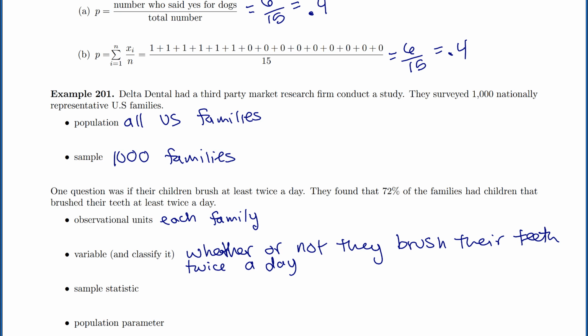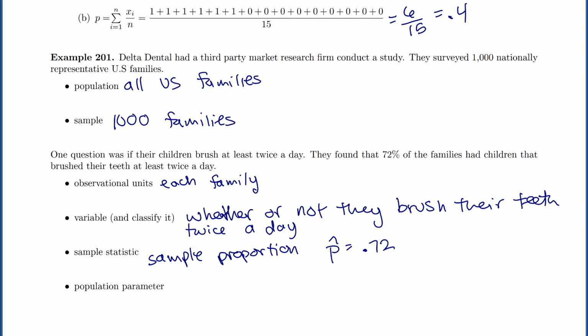Our sample statistic would be our sample proportion because it's a yes/no question, so we deal with proportions when we look at it. And in our case, they told me what that is, so my sample proportion is 0.72. And the population parameter would be my population proportion, but they didn't tell me what it is because they don't have data on all the families in the US. So we don't know what it is, but it will be P.